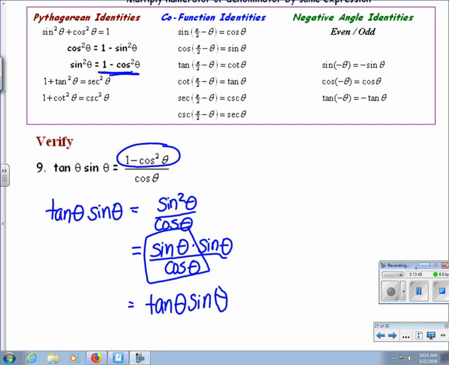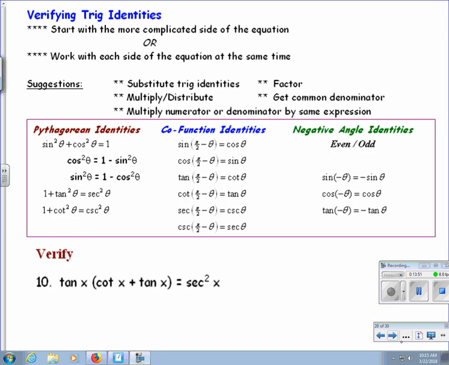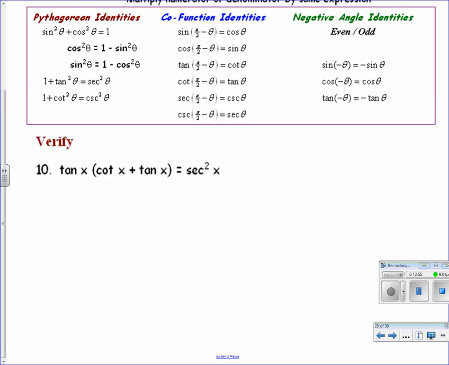Okay, let's look at the next one. You're verifying. Okay, so for number 10, we're trying to, again, verify. And so do we want to work with the left side or do we want to work with the right side? I probably would work with the left side. It's going to be a little bit easier. Plus you've got parentheses. That just looks so much nicer to simplify.